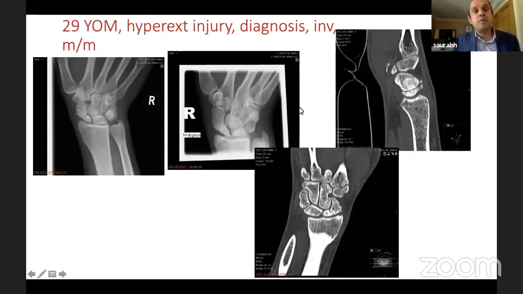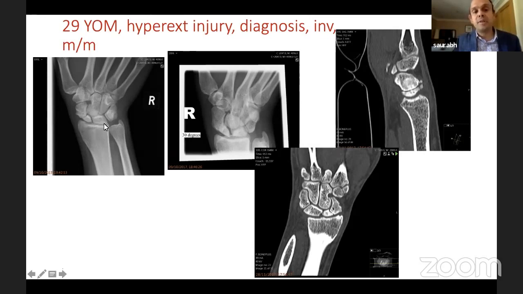So here is an example of a proximal pole, again, 29. These are injuries of young men, mostly men. I'll hardly ever see a scaphoid fracture in a woman. So a 29-year-old male, again, hyperextension injury. In exams, you will be asked to diagnose, what investigations and how will you manage. So again, you describe your x-rays, PA view of the wrist. You can see a proximal pole fracture.